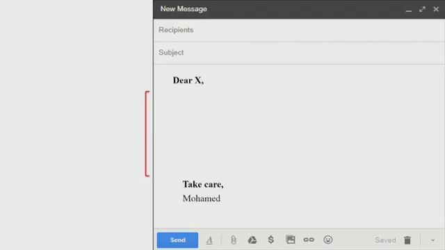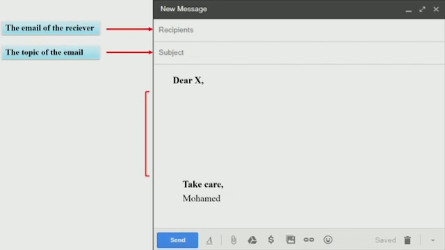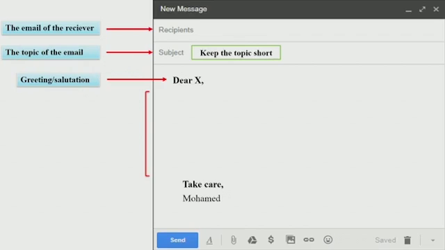So, just to remind you again of what we have in the email. So this is the email, okay? So we have first the recipient's email, the email of the person who is going to receive the email. The second thing is the topic of the email. And remember, the topic should be short. And then we have a greeting or salutation: dear X, hi X, hello X. Because this is your friend, it's okay to use these.